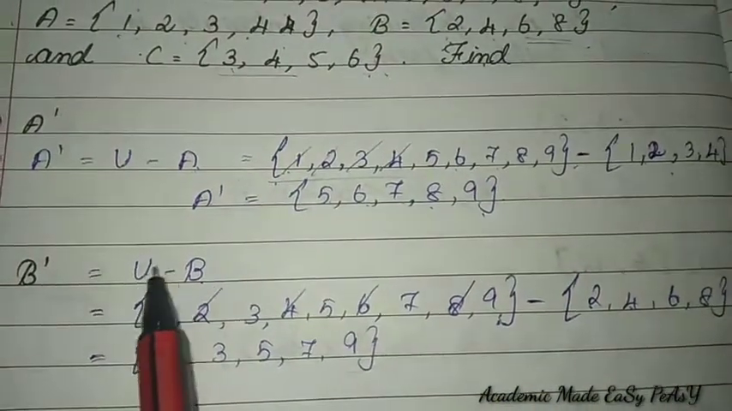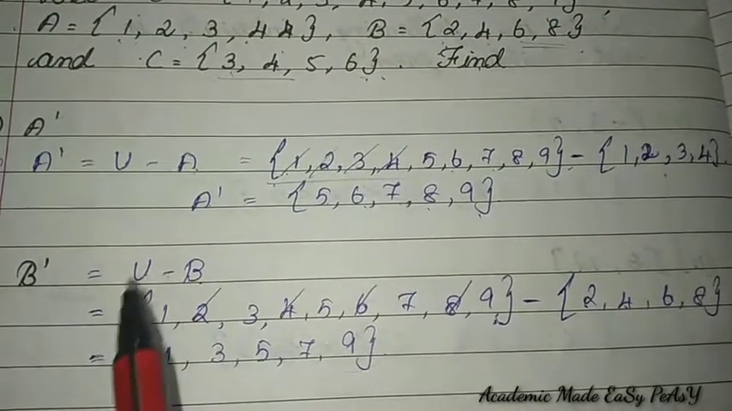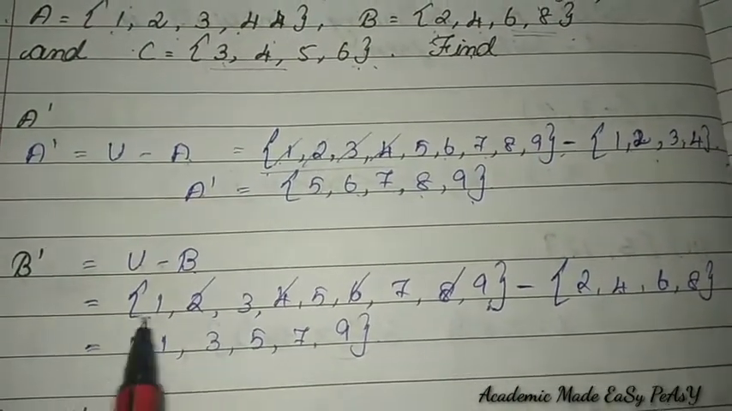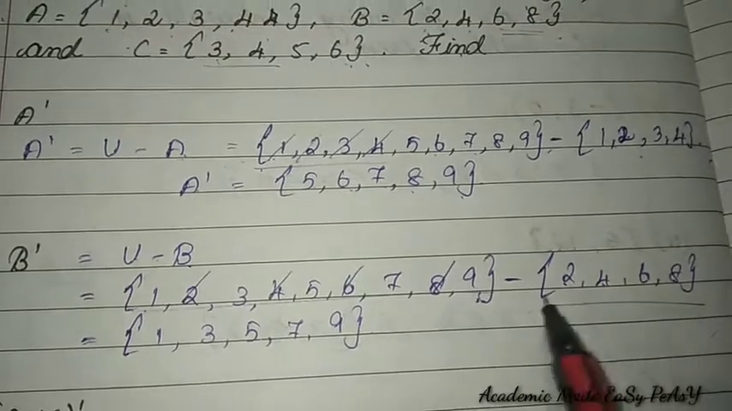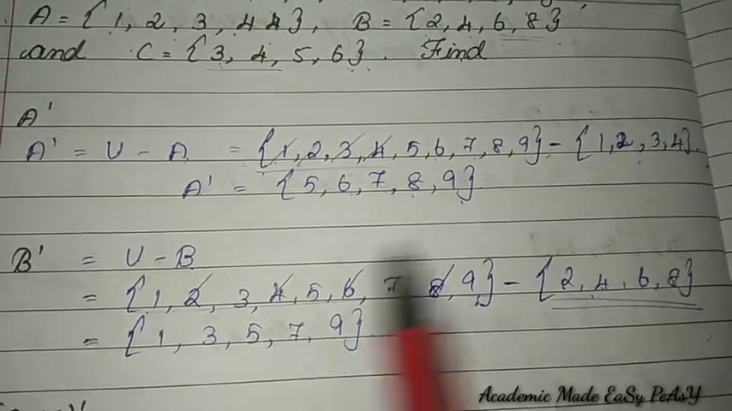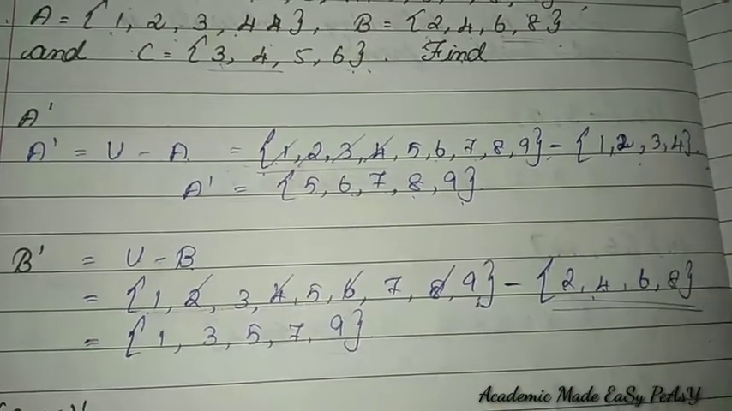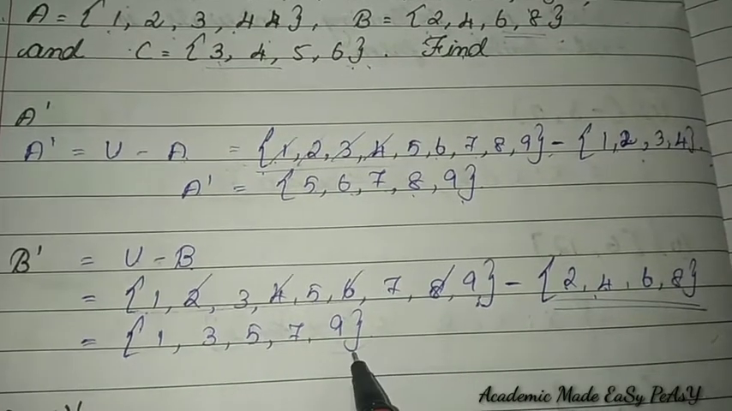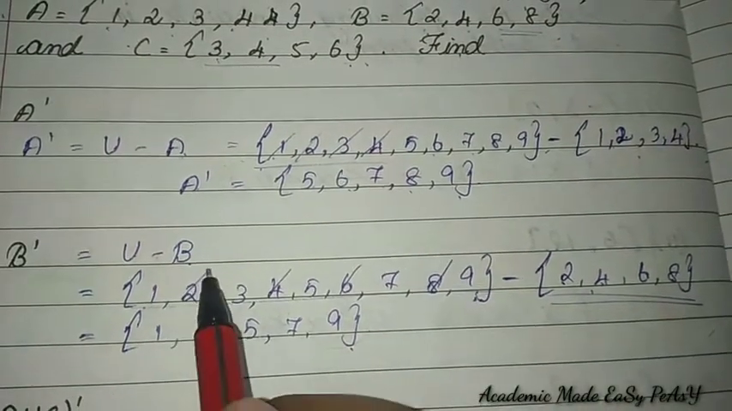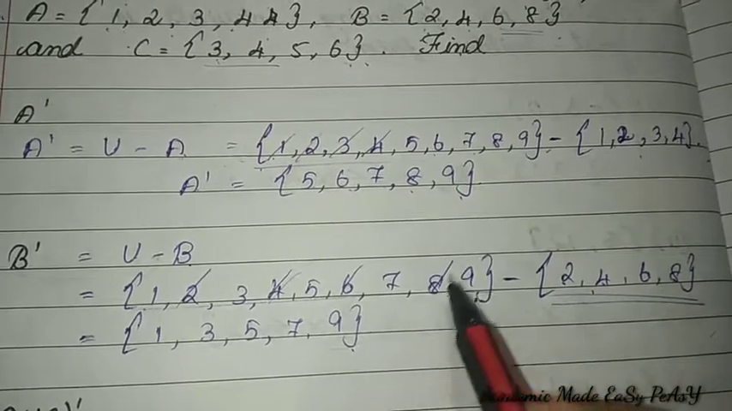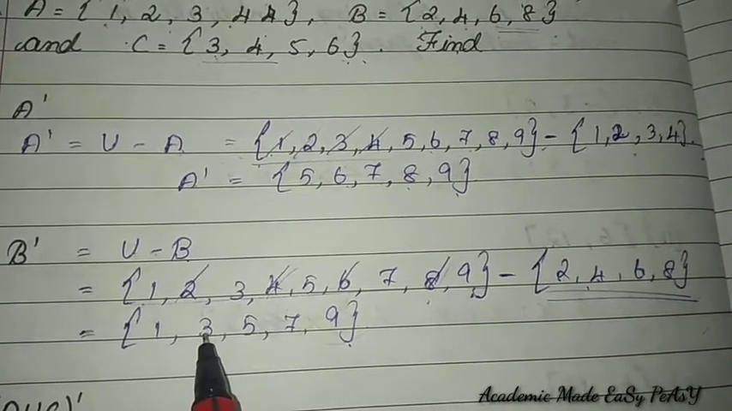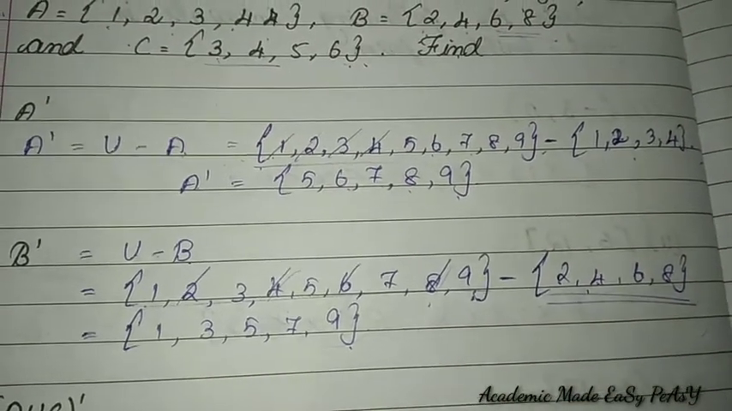Next subdivision is B dash. B dash is equal to U difference B. So my U is this set and my B is this set. Difference means the common elements should be cancelled and the remaining elements should be written, isn't it? So I have cancelled 2, 4, 6 and 8, so that I got 1, 3, 5, 7, 9.